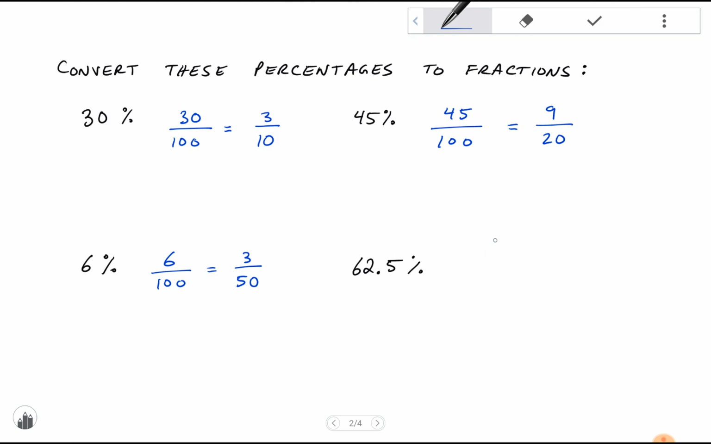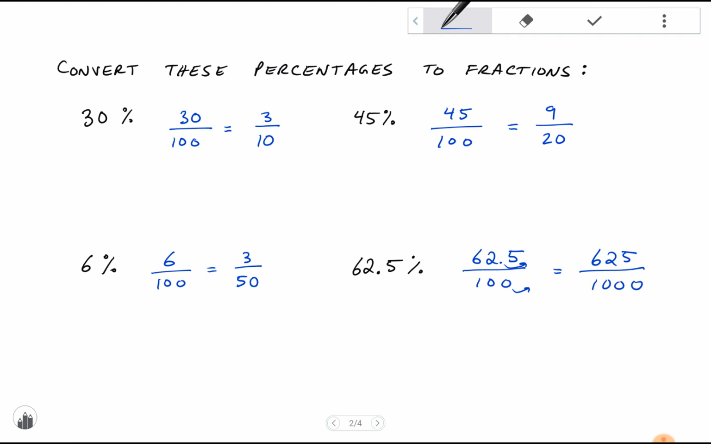62.5% is a little bit more complicated. So 62.5 is the score out of 100. So we shouldn't have decimals when we're writing fractions. If we multiply each of these by 10, we're basically moving the decimal over 1 point, well, in both of them. And we can write that, and we'll have the same ratio. So that would be 625, and this one here would be 1,000. So 625 over 1,000 is the same as 62.5%.